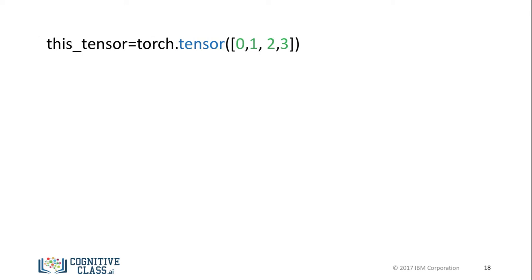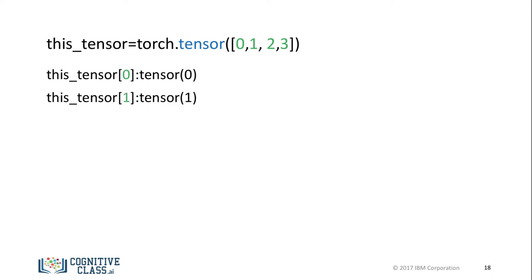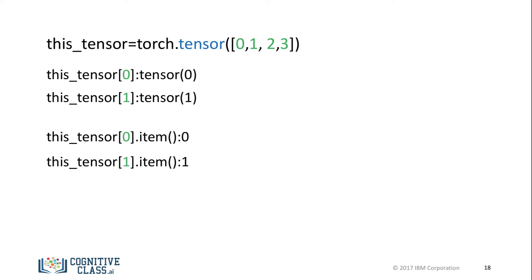Individual values are also tensors. Consider this tensor. In many cases, we would like to return a Python number. The first element of the tensor is given by the following, and it is also a tensor. Similarly, the second element is given by the following. We can use a method item to return a Python number for each element of the tensor. For example, we can return a Python number for the first element as follows. Similarly, we can do the same for the second element of the tensor as follows.